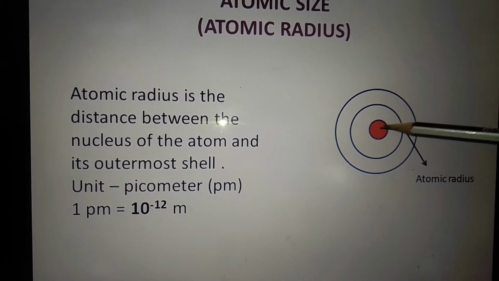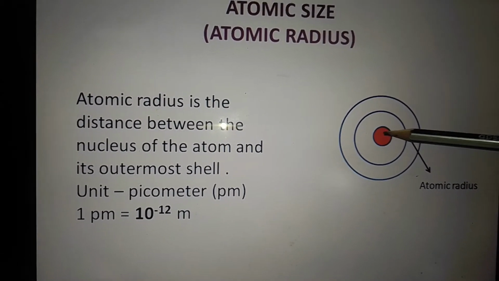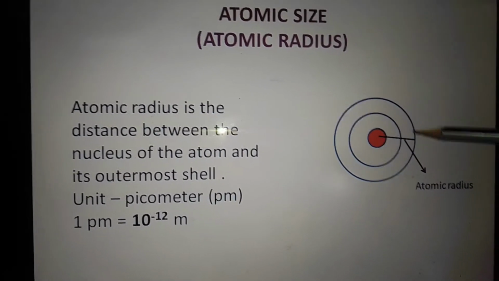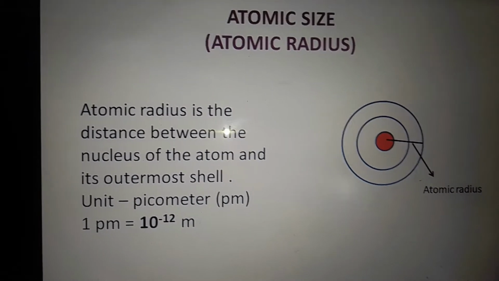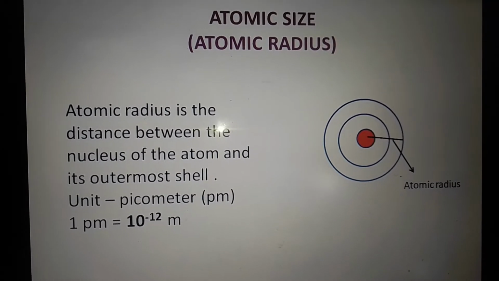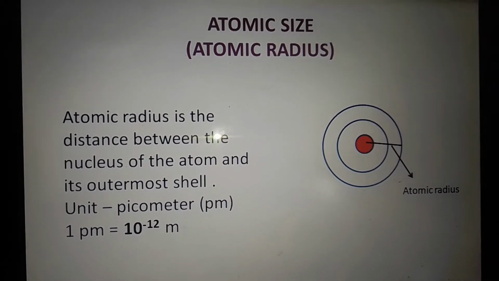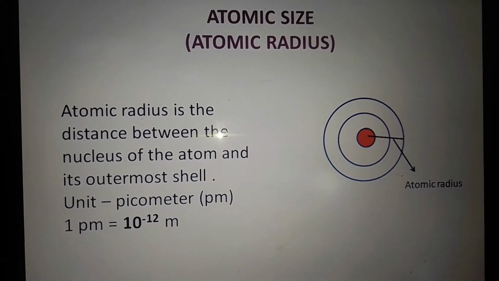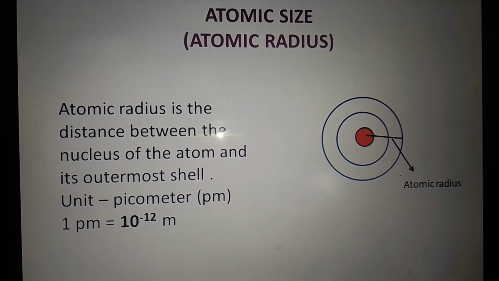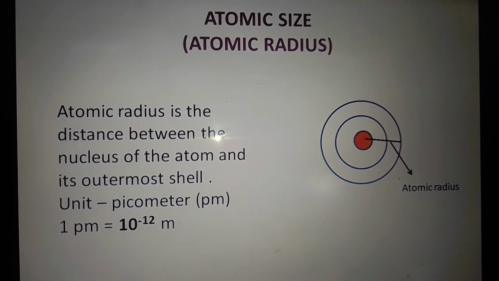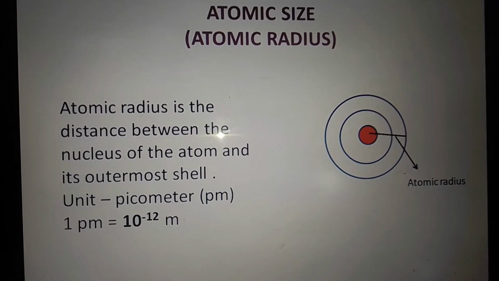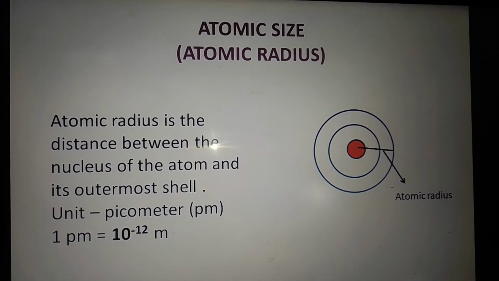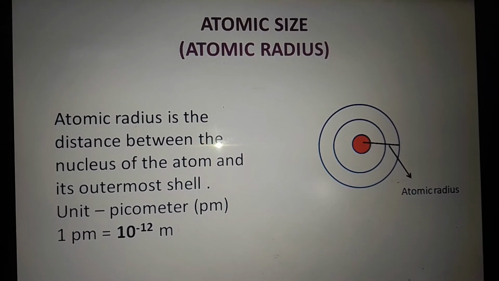Here we will see there is a center of the nucleus to the outermost shell. This particular distance is called the atomic radius. Now this atomic radius also gets varied when we go through a period or through a group. That's why there is a need to see this periodic trend of atomic size.